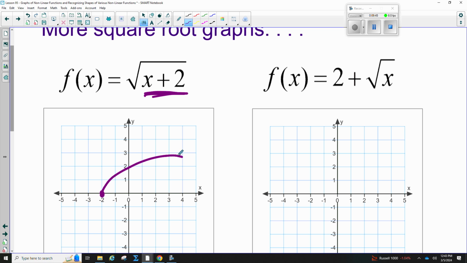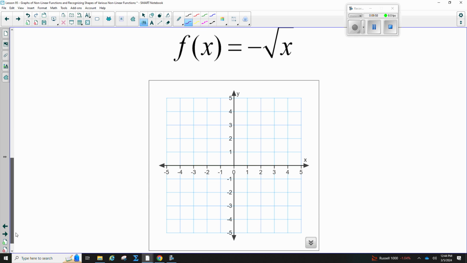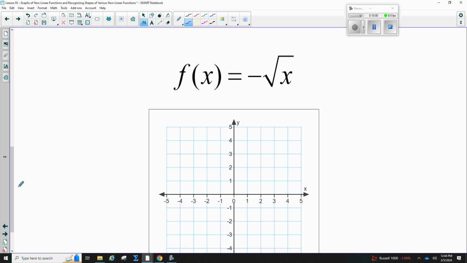Anyone have a guess as to what this would do? It's positive 2. It's not under the square root, and so it's actually up 2. And I would draw my little curve thing. Anyone has a guess as to what the negative would look like? It will reflect below. Okay, so you still plug in like the +4, but you'll get a -2 this time.